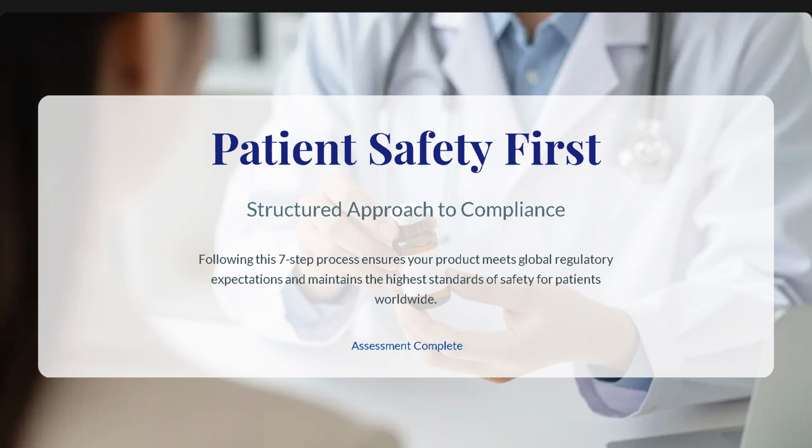Let's take a moment to reflect. Nitrosamine risk assessment is more than a regulatory requirement. It is a responsibility. By following this structured 7-step process, you ensure your drug product meets global regulatory expectations. More importantly, you ensure the medicine remains safe for patients worldwide. Because at the end of the day, every risk assessment you perform contributes to protecting human life. And that is the true purpose of pharmaceutical science.